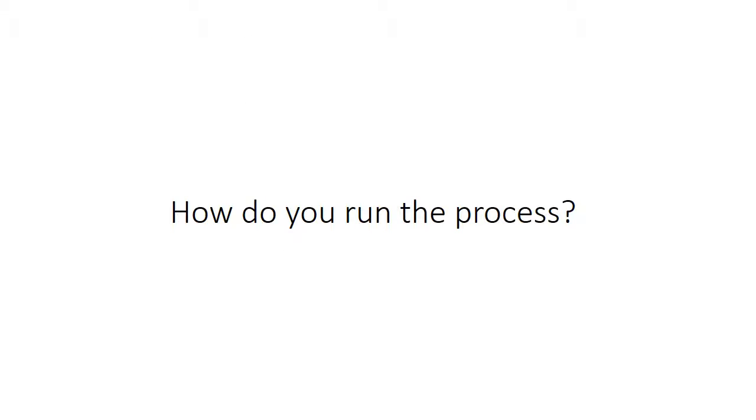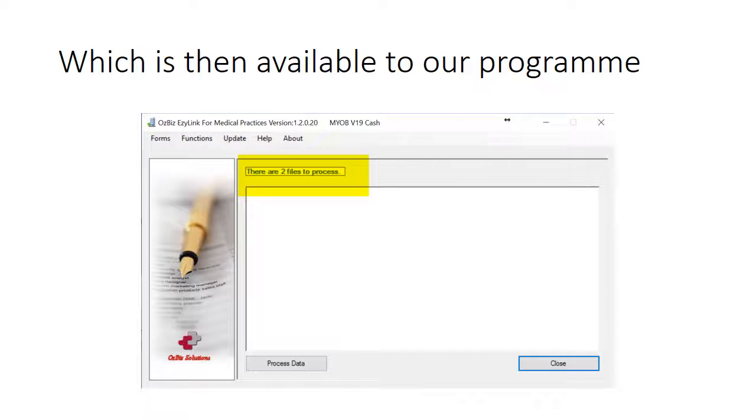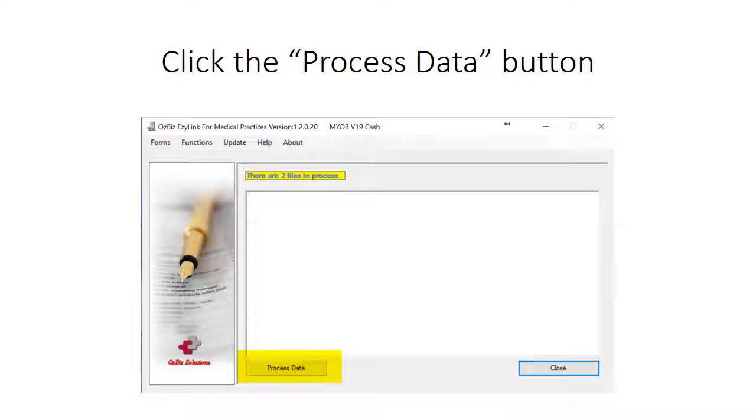So how do you run this process? Let me just walk you through. The first thing you do is you actually create an export in Best Practice, which is then made available to our program. You simply then click the Process Data button.